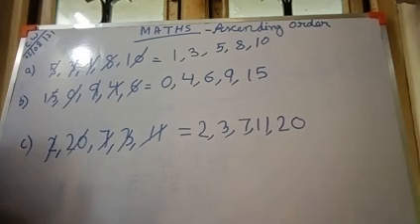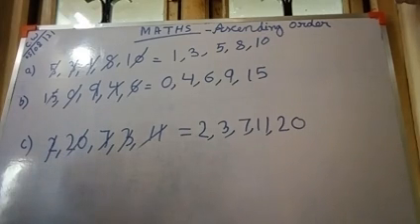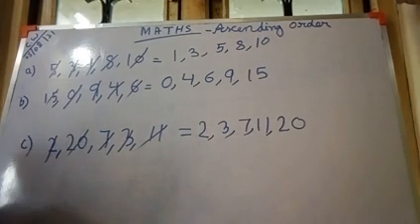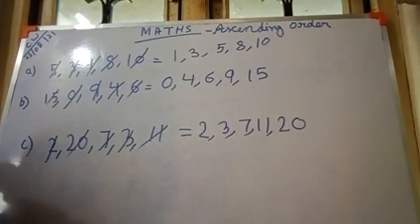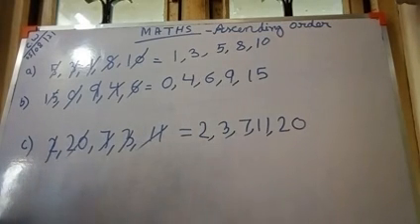Ascending order means smaller number to bigger number. So children, this is the concept. When we are counting the numbers forwardly, it is automatically ascending, because ascending means smaller number to bigger number, and forward counting is also smaller number to bigger number. So keep in mind, whenever you are doing ascending order, you will do it like this.